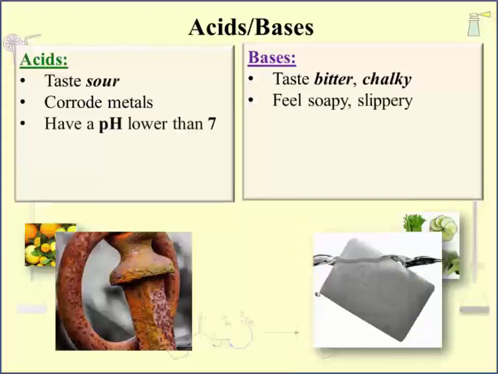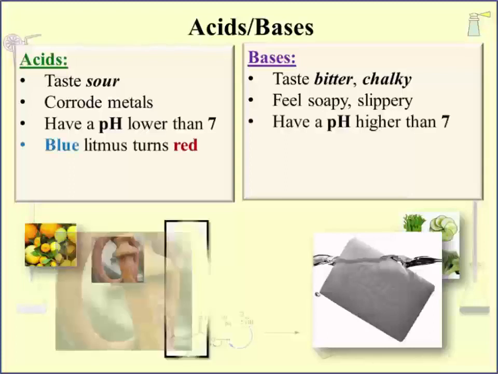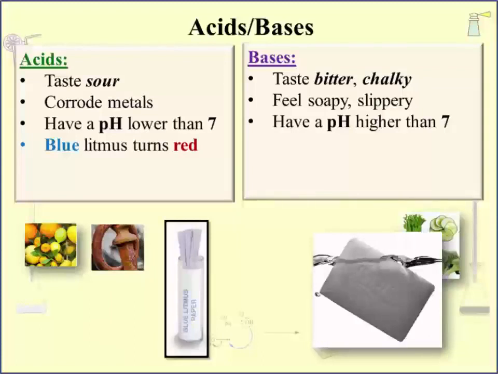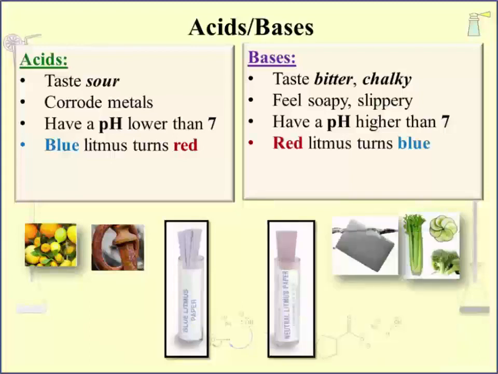Acids have a pH lower than 7. pH is a topic of the next lecture. Bases have a pH higher than 7. Acids turn blue litmus paper red. Litmus paper is a topic also covered in the next lecture. Bases turn red litmus paper blue.